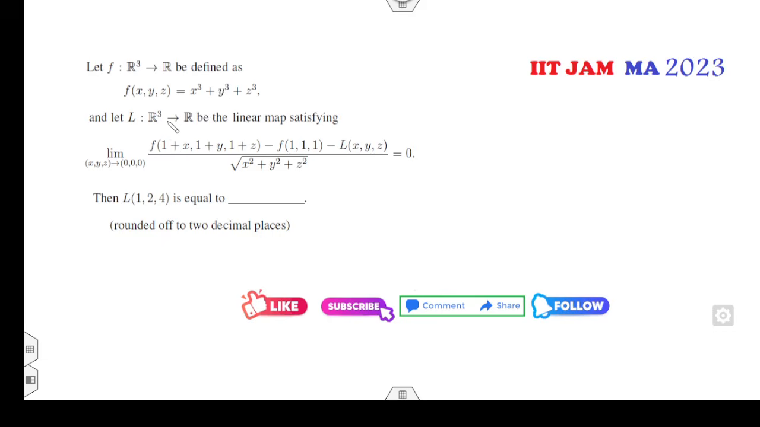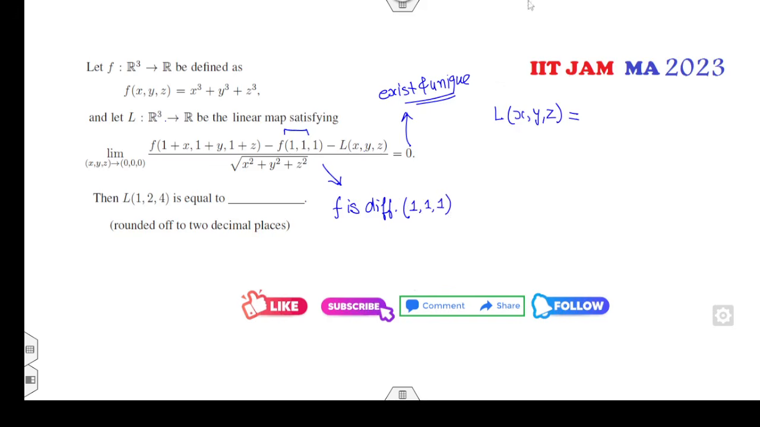Function is given, limit x approaches 0. 0 means existence and unique. Fine. तो ये L क्या होगा आपका? So what is the meaning of that? That means the f is differentiable at (1, 1, 1). So what is the definition? So मैंने क्या बताया था आपको? Function derivative divided by values at (1, 1, 1). So what is the function value? This f at the (1, 1, 1) will be 3.